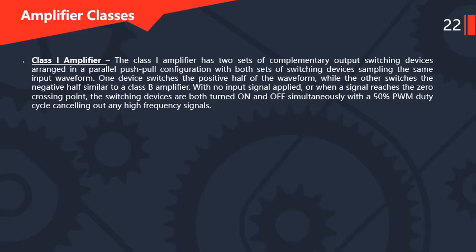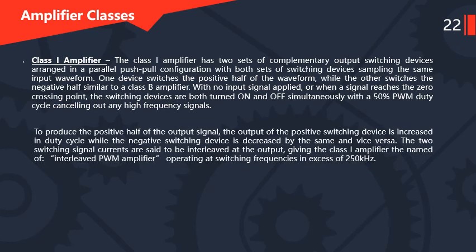Next is the class I amplifier. The class I amplifier has two sets of complementary output switching devices arranged in a parallel push-pull configuration, with both sets of switching devices sampling the same input waveform. One device switches the positive half cycles of the waveform while the other switches the negative half cycles, similar to a class B amplifier. With no input signal applied, or when a signal reaches the zero crossing point, the switching devices are both turned on and off simultaneously with a 50% PWM duty cycle, cancelling out any high frequency signals.